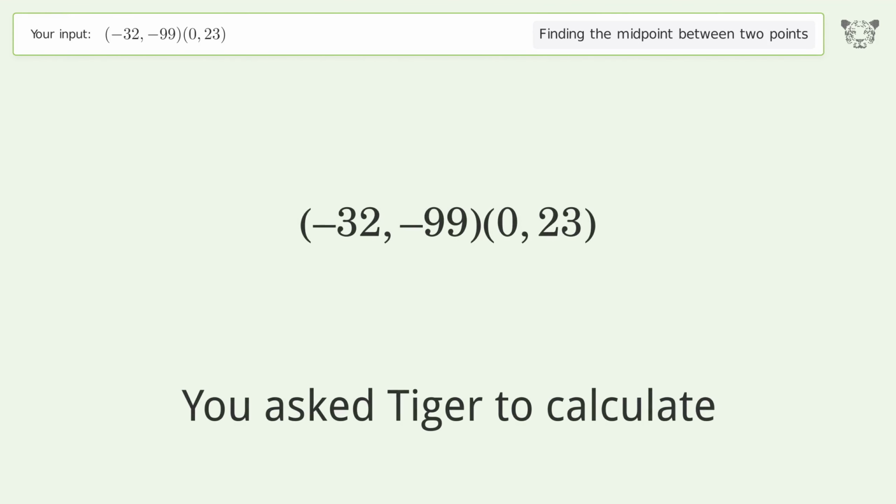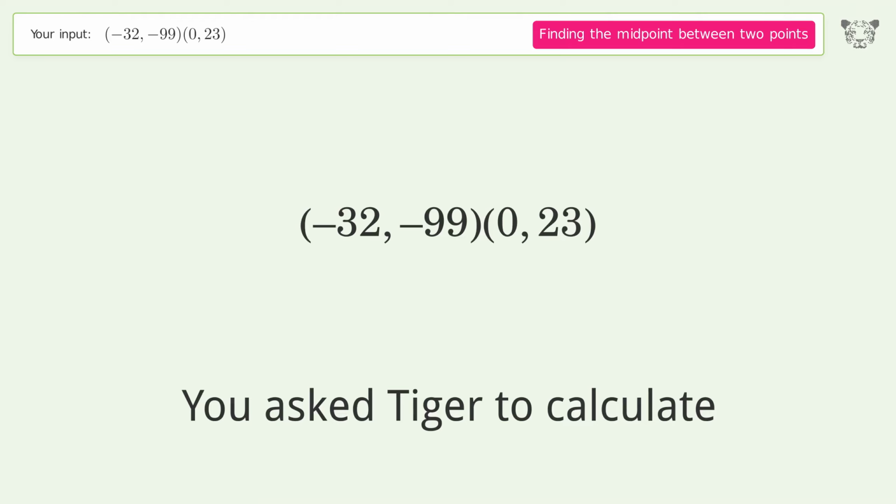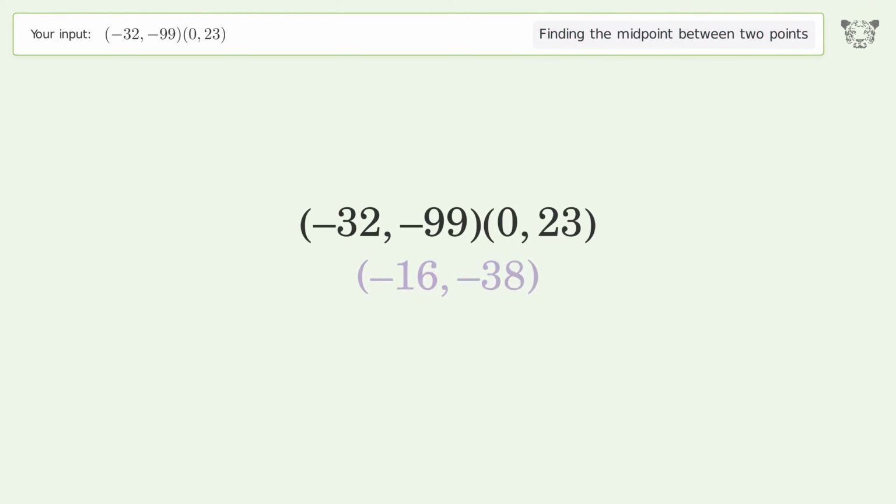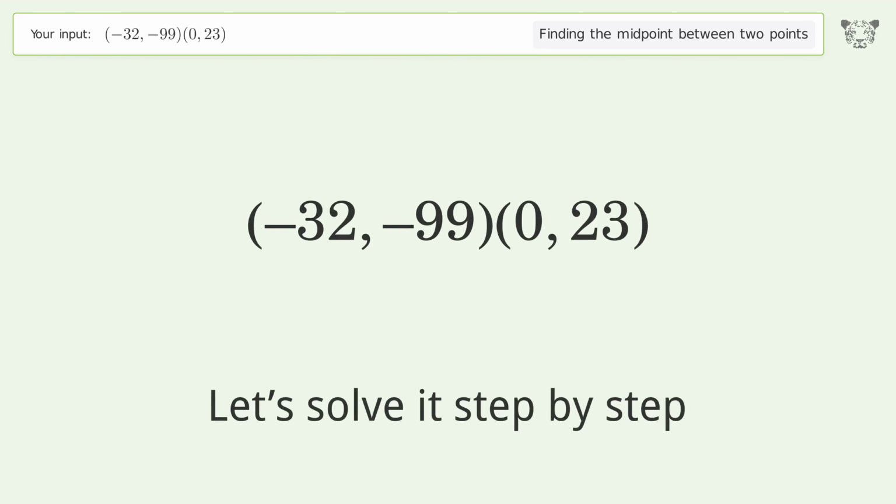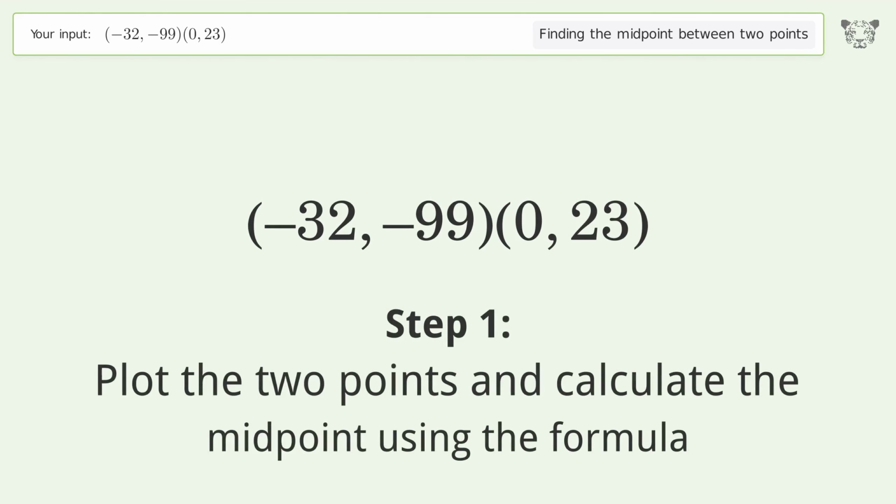You ask Tiger to calculate. This deals with finding the midpoint between 2 points. The midpoint between the 2 points is -16, -38. Let's solve it step by step. Plot the 2 points and calculate the midpoint using the formula.